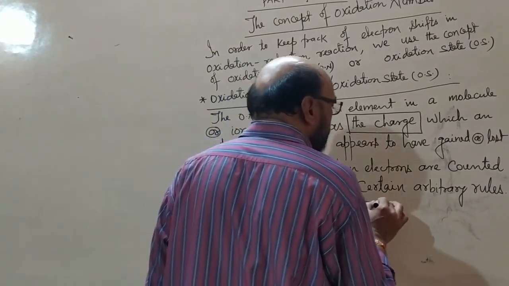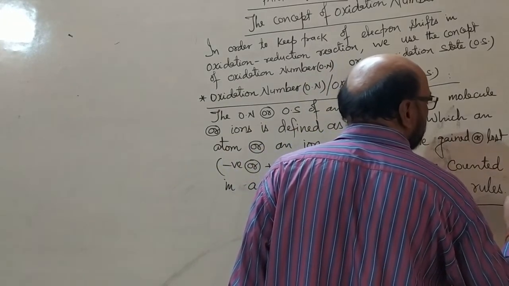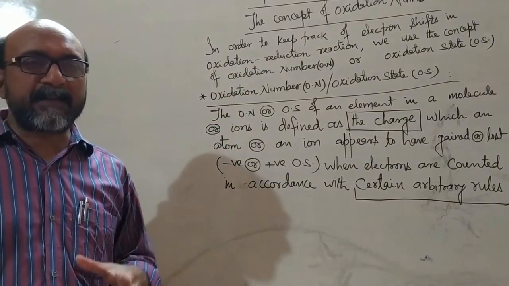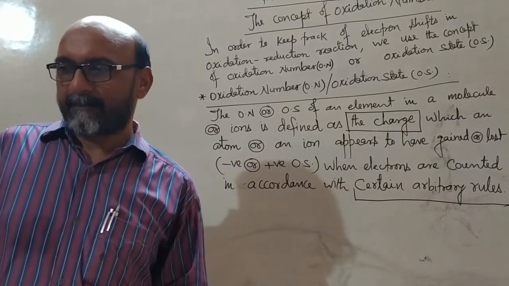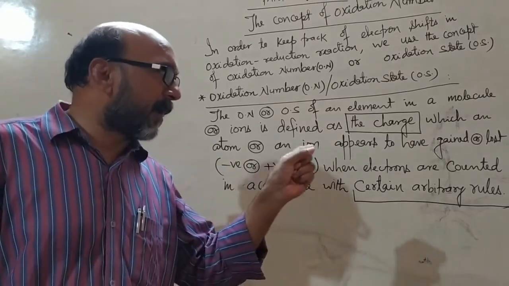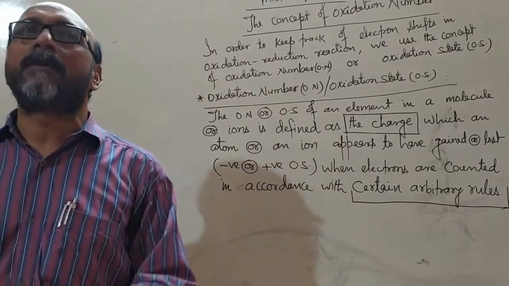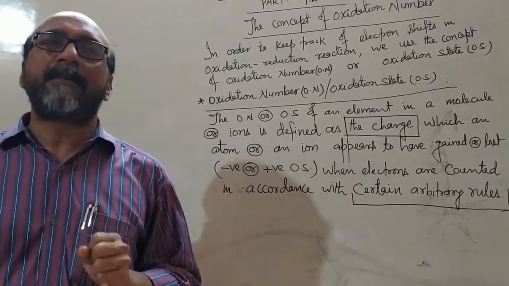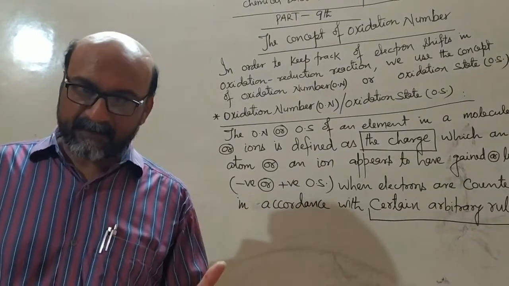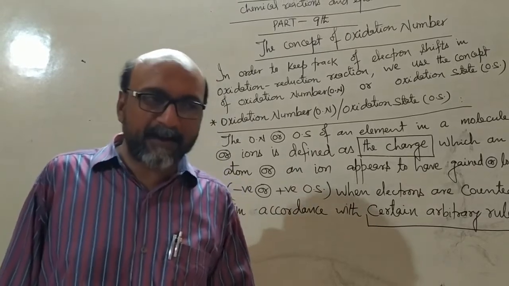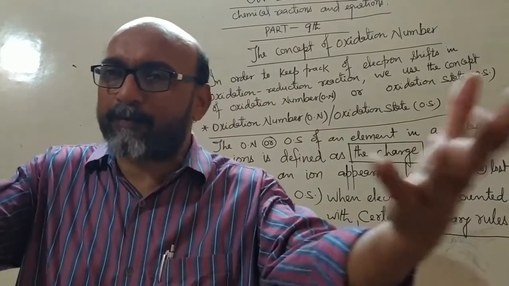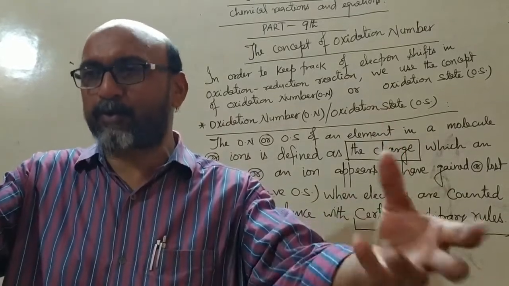Certain arbitrary rules means the conventional rules. Arbitrary means on the desire of the chemist. In Hindi, arbitrary word in Hindi we use इच्छा अनुसार, इच्छा के अनुसार, according to our desire. Here our desire means not the desire of Bijay sir and not the desire of you readers, you students.